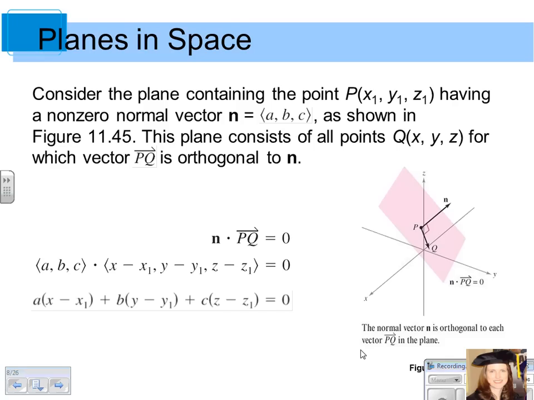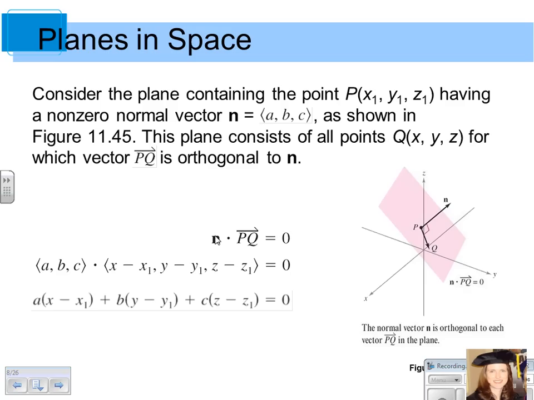In Chapter 11, Section 5, we are concerned with planes in space. This slide illustrates a property of planes in terms of all the points that lie in the plane, as well as a vector that is normal to the plane. A vector that is normal to the plane is normal to every single other vector that's in the plane.